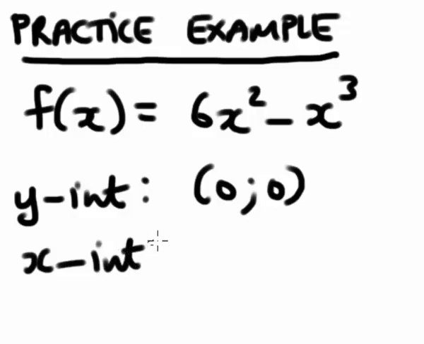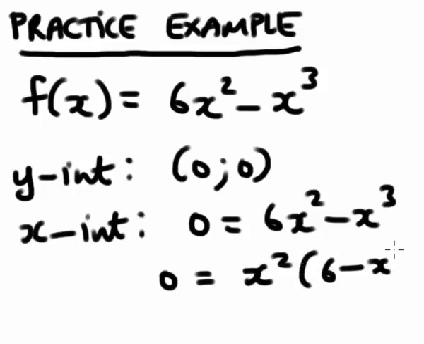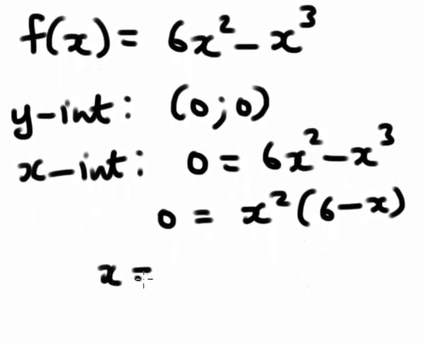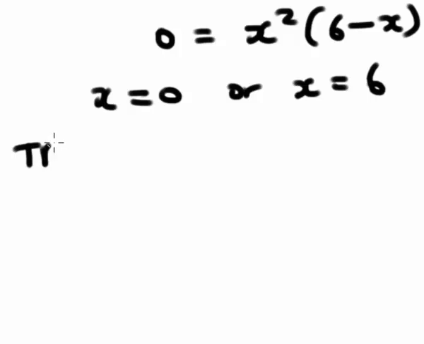And I don't think we really need the factor theorem here, or what we did with the smiley face. If we just let that equal to 0, then what I can do is take out an x squared, and I'm left with 6 minus x. Okay, there we go. And then I could say, well, x squared is equal to 0, so x is 0, or x is equal to 6. So there's your x-intercepts.